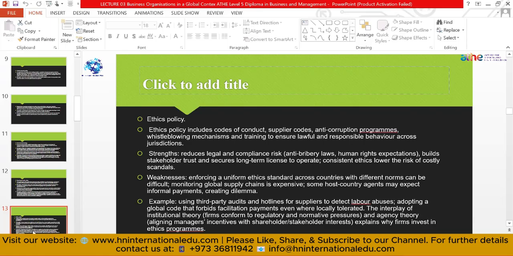Many organizations make the rules and regulations, that is the handbook, according to the interest of stakeholders and shareholders, and they literally treat you as their puppet. This explains why firms invest in ethics programs. And this is the reason: because of awareness, people know their rights. Now we have ethics programs as well.